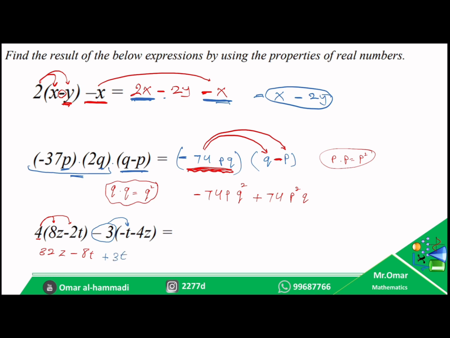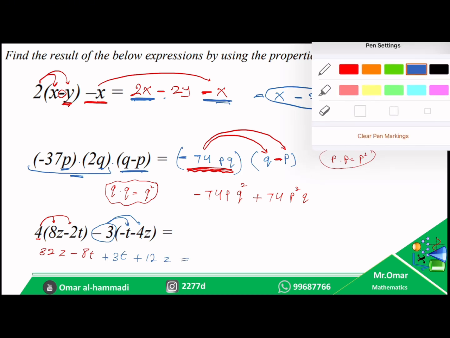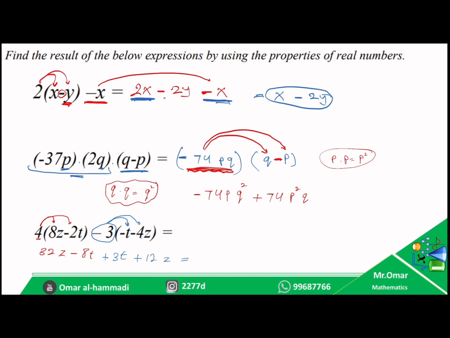Minus multiplied by minus again is positive. 3 multiplied by 4, 12Z. And here now we have to find the results. We have this 32Z and here 12Z. So we added them. 32 plus 12 will give us 44Z. And the next one for the T, minus 8T plus 3T. Minus 8 plus 3 will give us minus 5T. So this is the result.